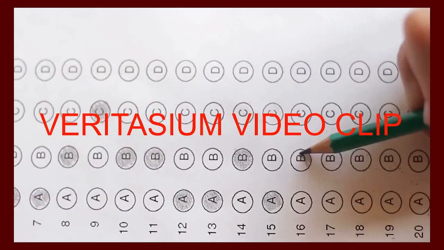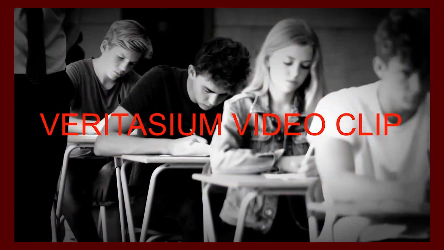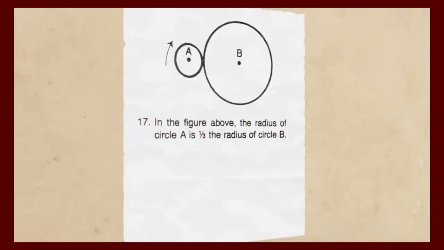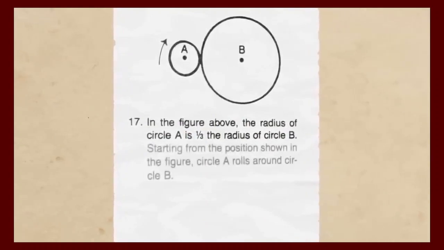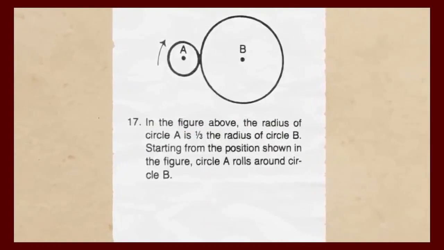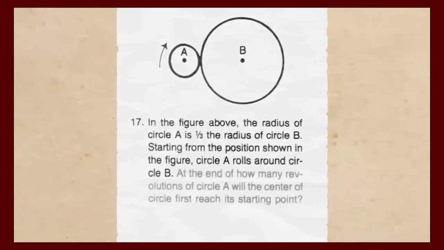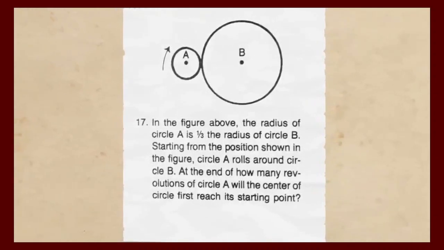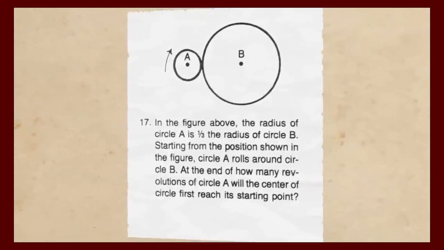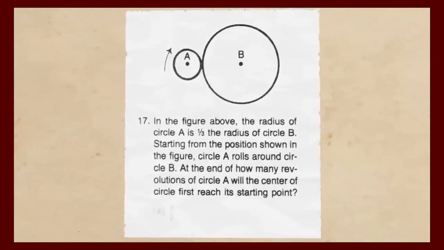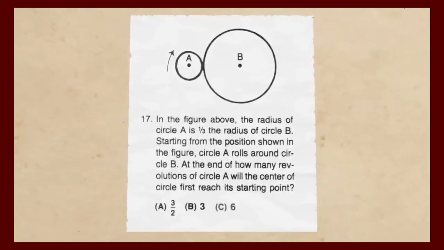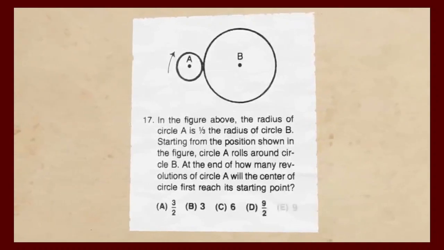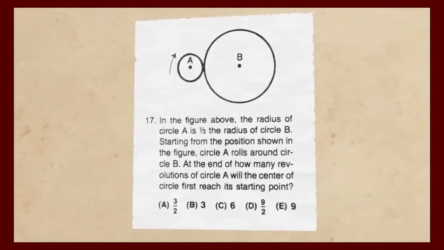In 1982, there was one SAT question that every single student got wrong. Here it is. In the figure above, the radius of circle A is 1/3 the radius of circle B. Starting from the position shown in the figure, circle A rolls around circle B. At the end of how many revolutions of circle A will the center of the circle first reach its starting point? Is it A, 3/2, B, 3, C, 6, D, 9/2, or E, 9?